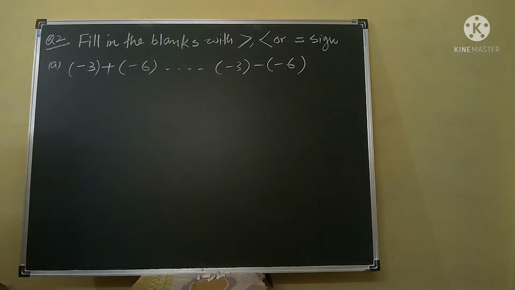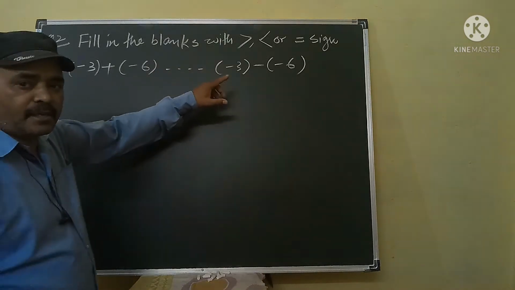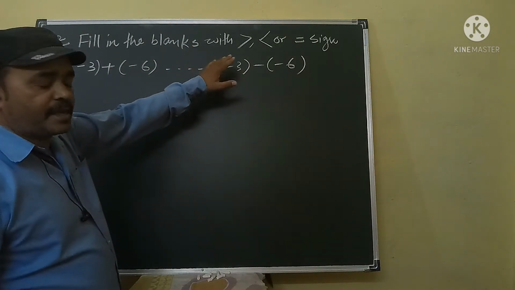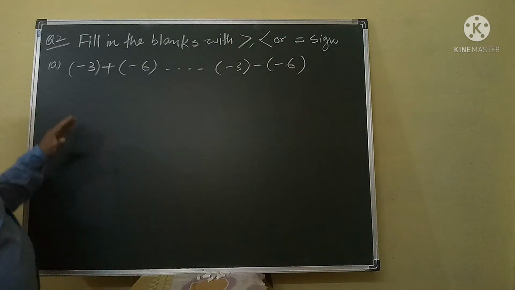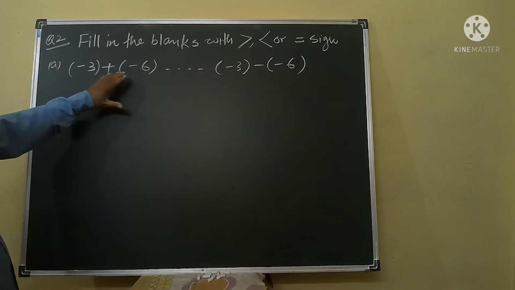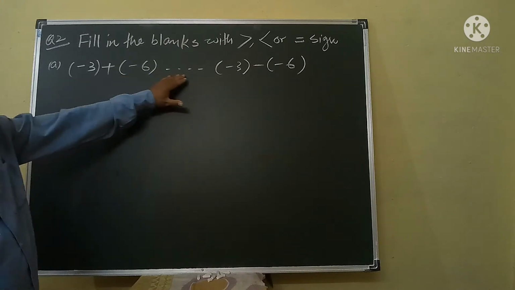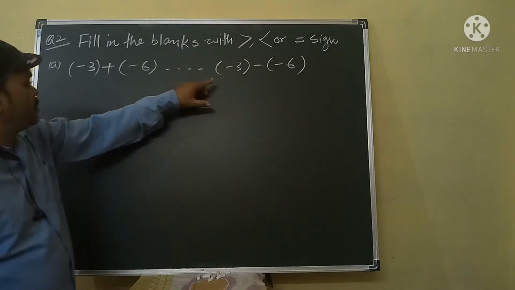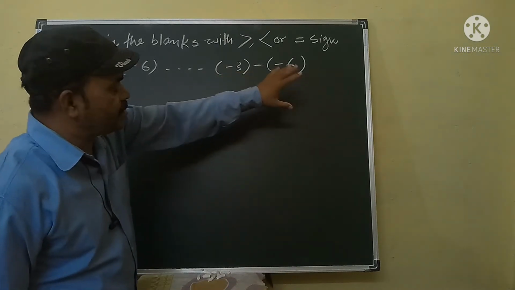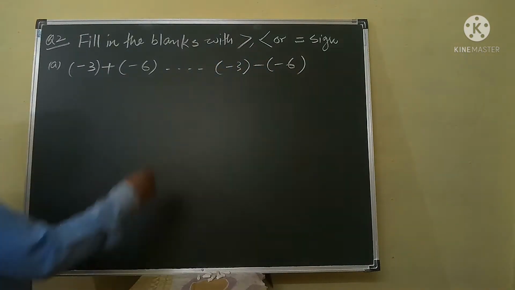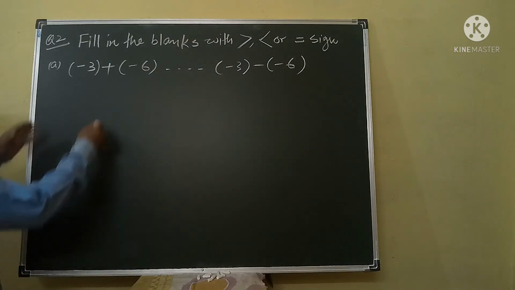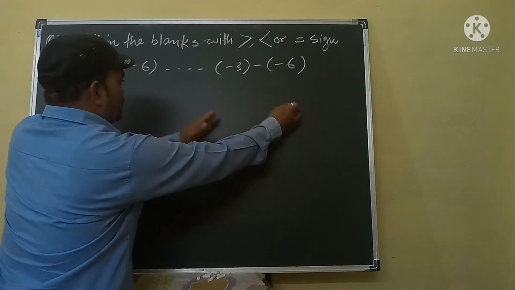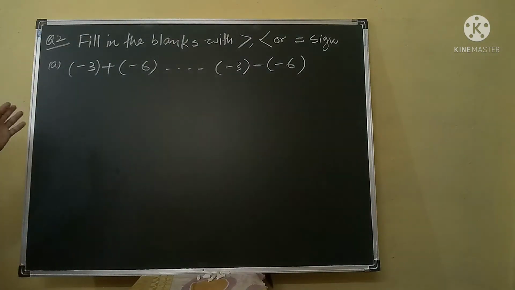Required answer is 3. Your next question is fill in the blank. Fill in the blank with the appropriate sign. Minus 3 blank in bracket minus 6. This is the fill in the blank. Minus 3, which sign will come here? So what will you do? Suppose this is the first part and this is the second part. So we will solve both parts.